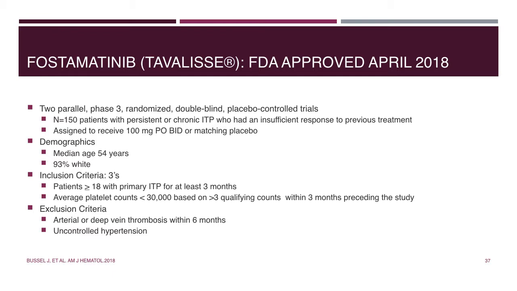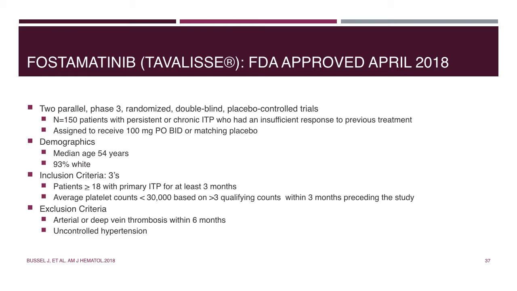Fostamatinib was FDA approved in April of 2018 via 2 parallel phase 3 randomized double-blind placebo-controlled trials that looked at 150 patients with persistent or chronic ITP who were seeing an insufficient response to previous treatment. Patients were assigned to receive fostamatinib at a dose of 100 milligrams orally twice daily or matching placebo. The median age was 54 years, 93% were white, and there was an even distribution of splenectomized versus non-splenectomized patients.